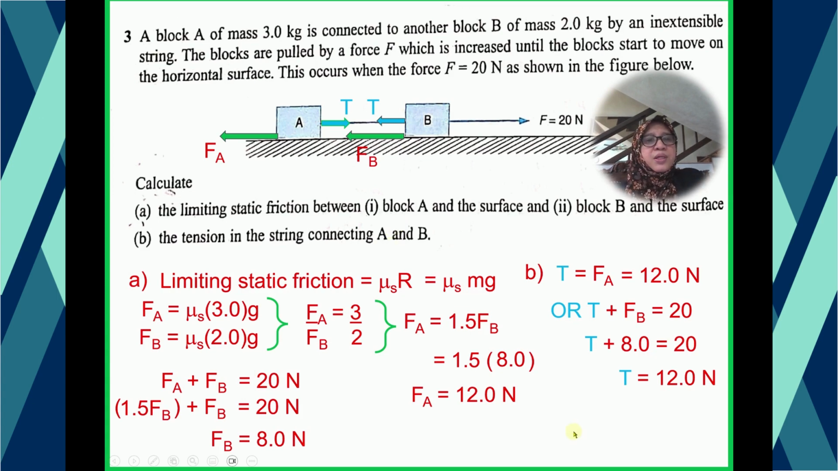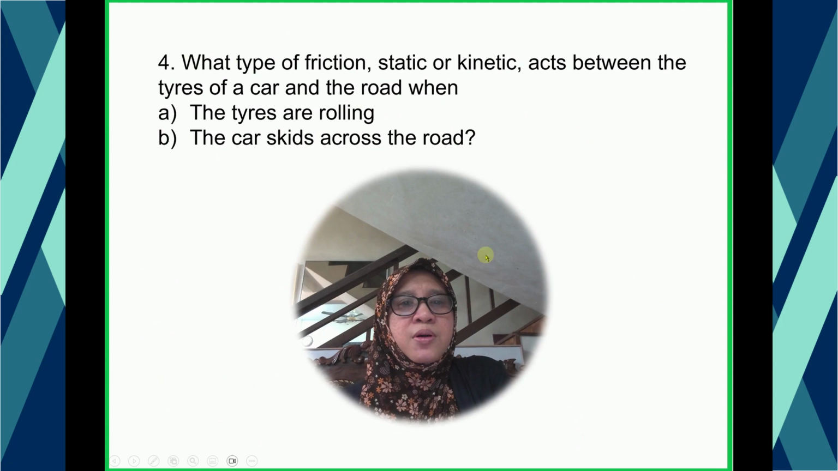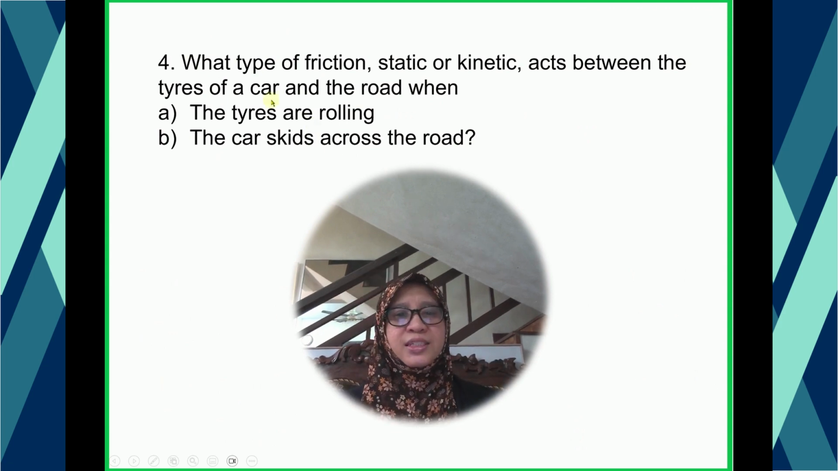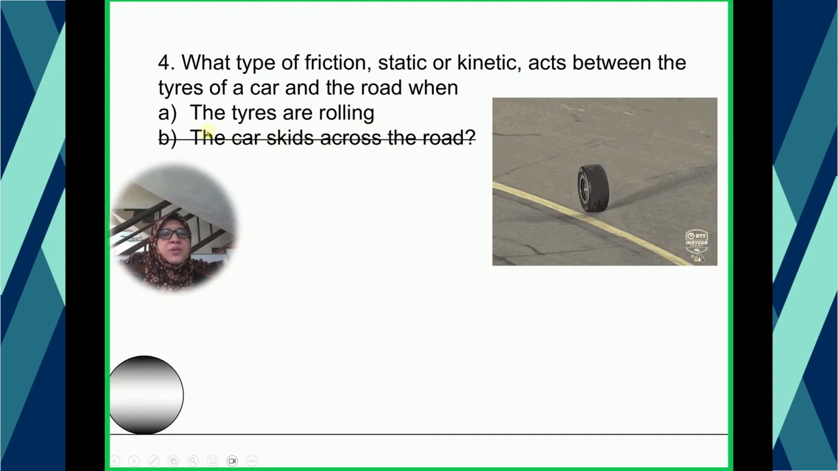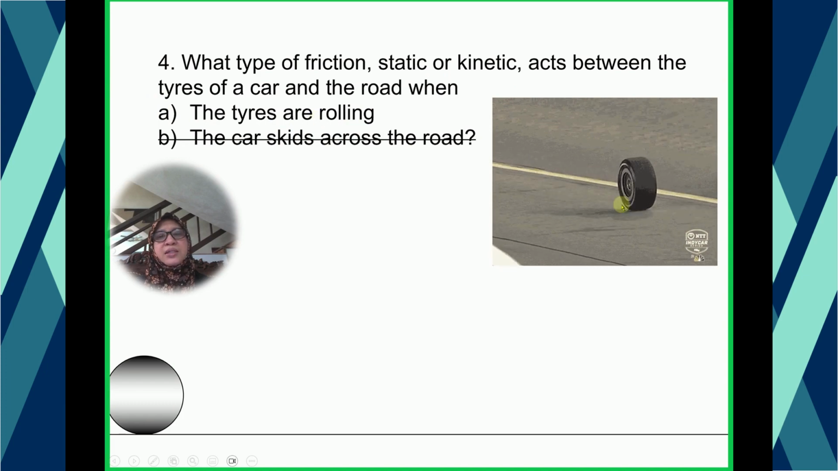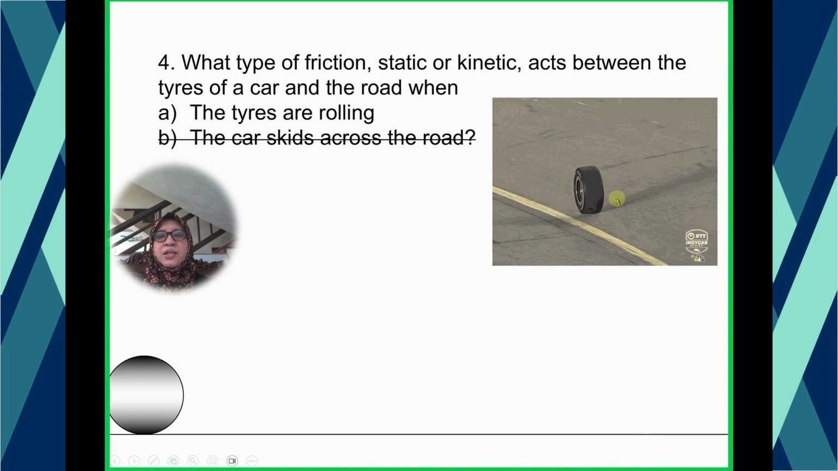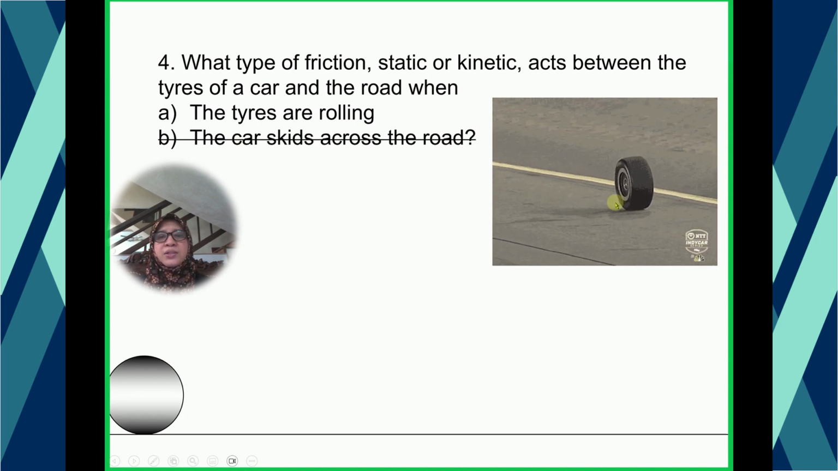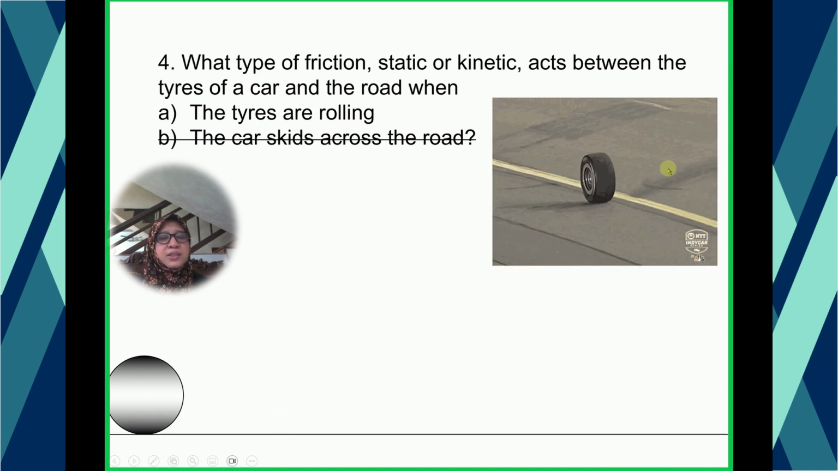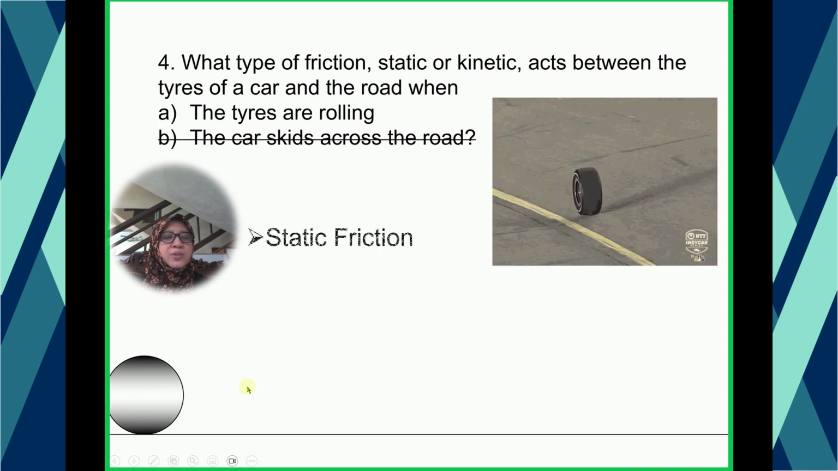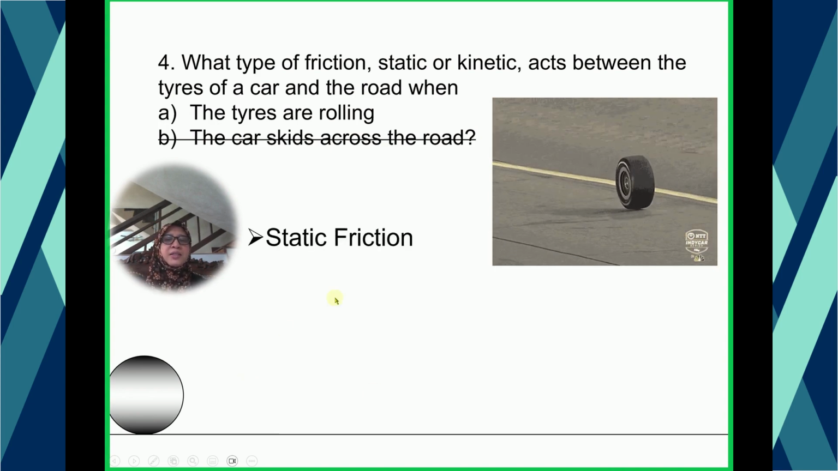Okay, now we do question 4. We read the question: what type of friction, static or kinetic, acts between the tires of a car and the road when the tires are rolling or when the car skids across the road? We do question A first. The tires are rolling, like in this animation. Every time it rolls, the two surfaces in contact will change, so it is as if it's static friction.